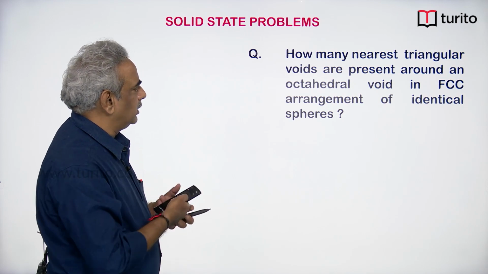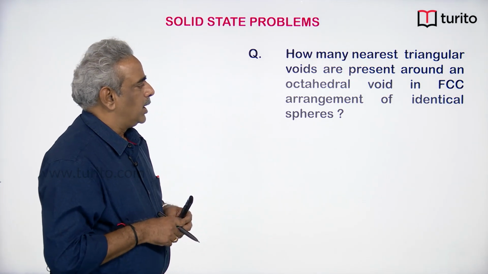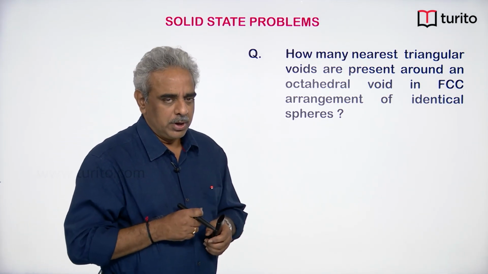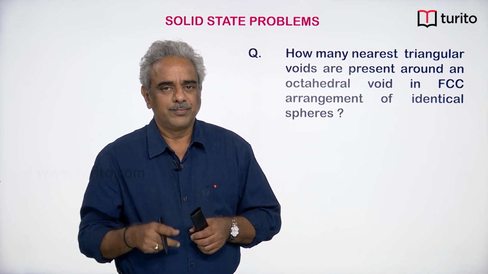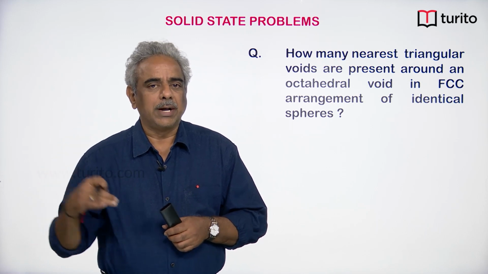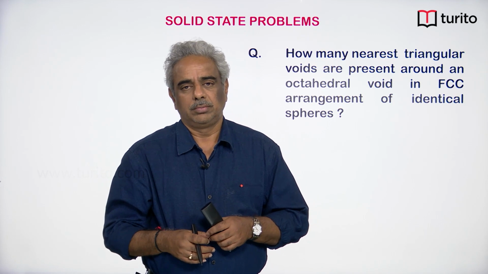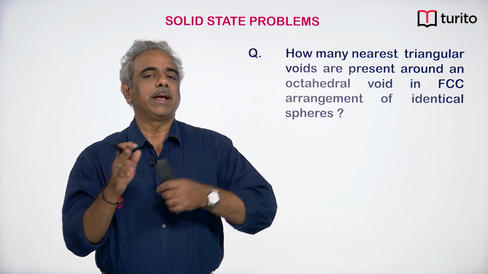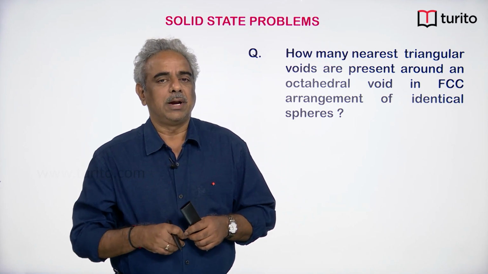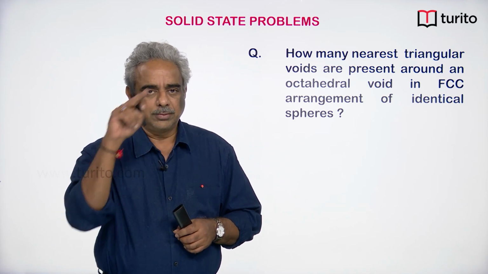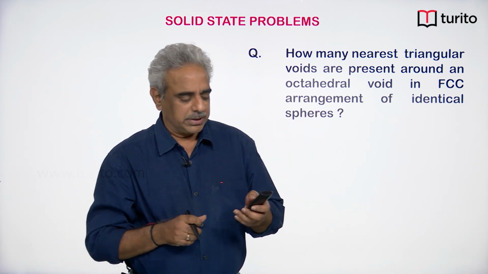See, yesterday we have done this. How many nearest triangular voids are present around an octahedral void? This we have done. See, the octahedral void in a face centered cubic unit cell is at the center, and towards every corner there is a triangular void. There are 4 body diagonals, and on each body diagonal you will have 2 triangular voids. Therefore, around the central octahedral void there are 8 triangular voids present. The answer for this question is 8, we have discussed.